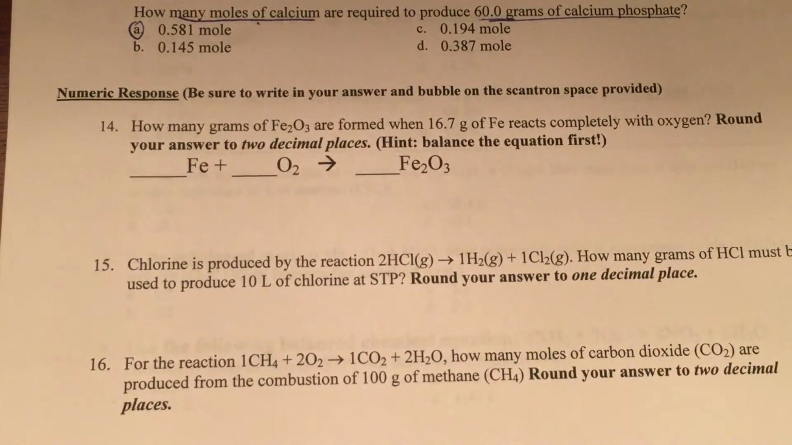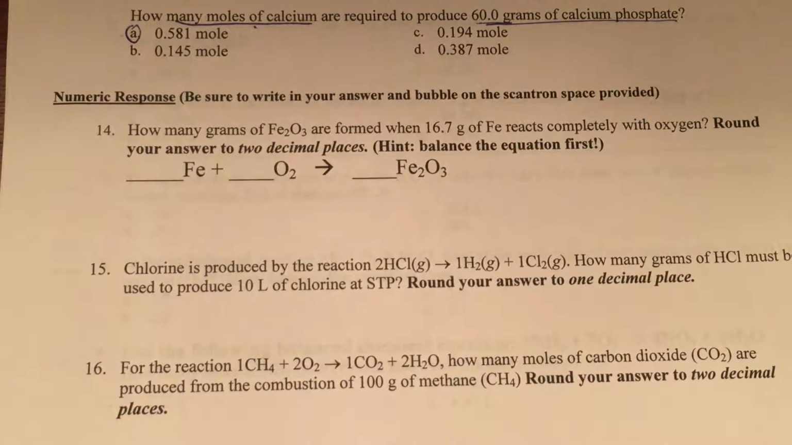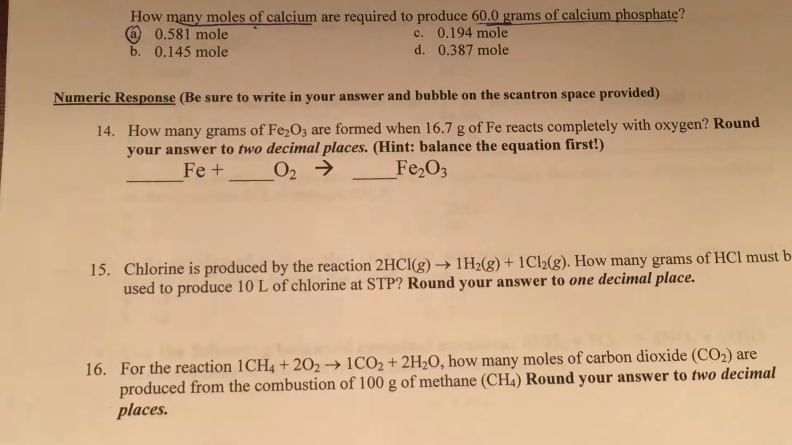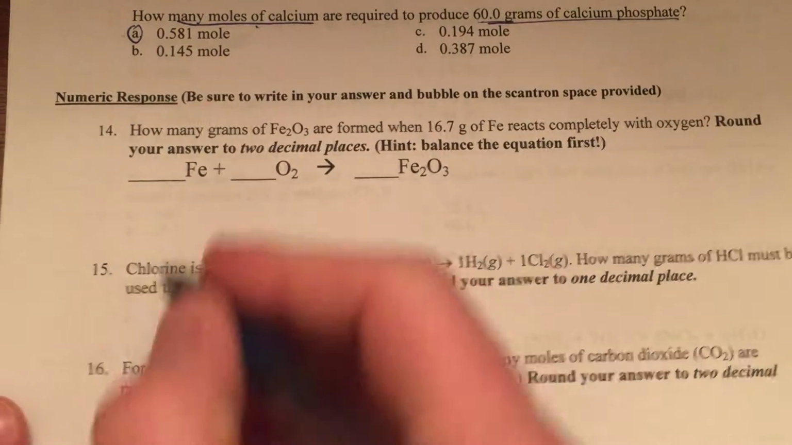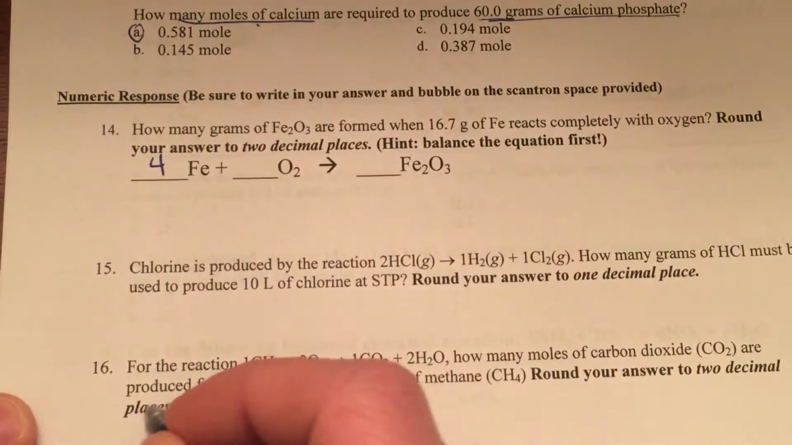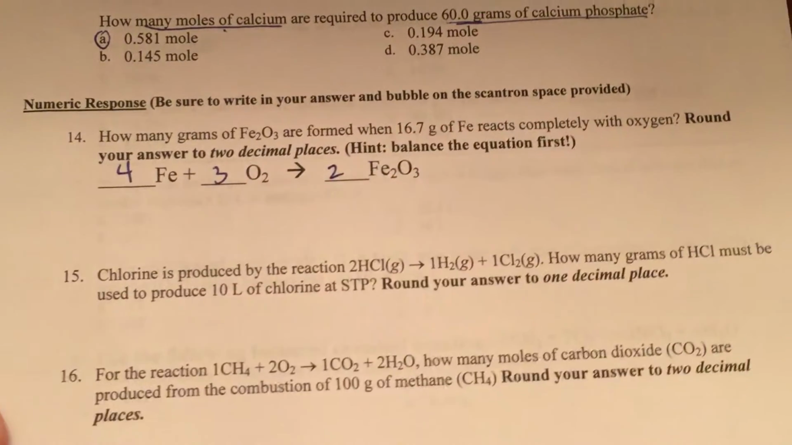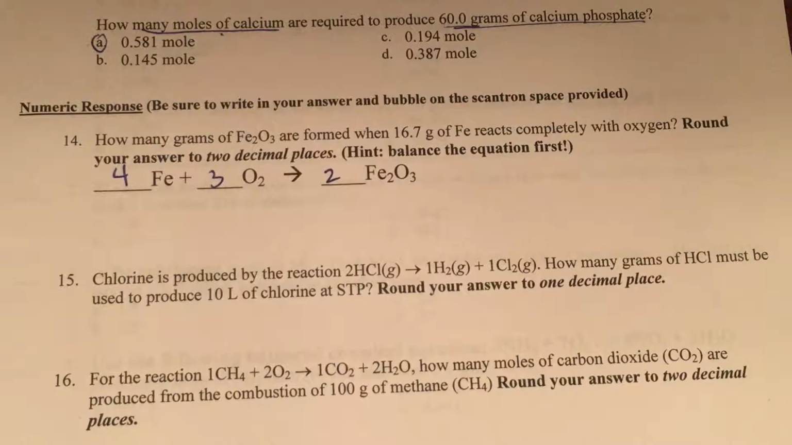Okay, question 13 or 14, your first numeric response says how many grams of Fe2O3 are formed when 16.7 grams of iron reacts completely with oxygen? Round your answer to 2 decimal places. Okay, well, first of all, it tells us that we have to balance our equation. I'm not going to go through that, but once you balance it, you should have a coefficient of 4, 3, and 2. So a 4:3:2 ratio in this problem.